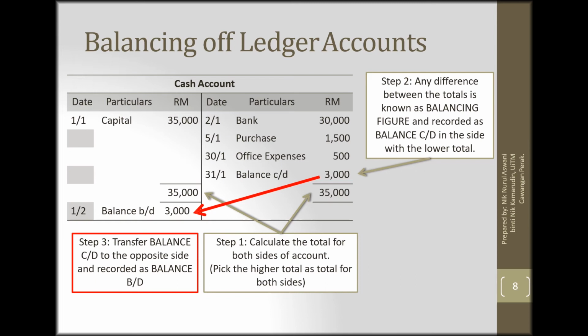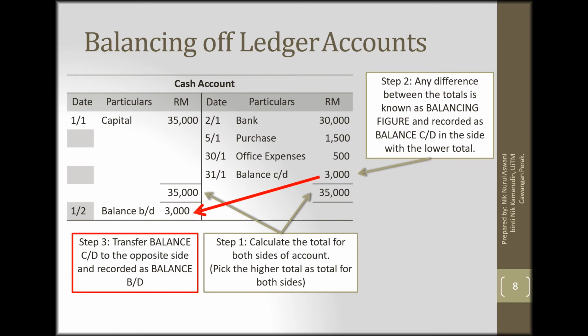This is a very simple transaction. So we have bank. We receive capital from the owner of 35,000 ringgit, and then we deposit the money to the bank, 30,000 ringgit, because it is quite impossible to hold 35,000 cash in hand. That's why we credit cash, and then we debit the bank account. Then the business makes a purchase of goods, 1,500, and paid for office expenses, 500. So that's it.